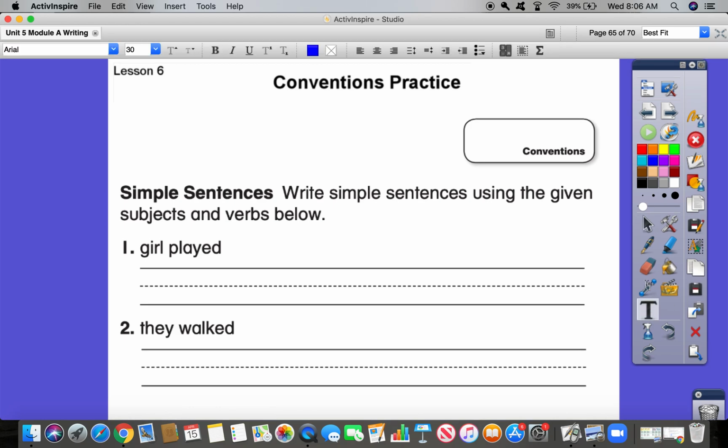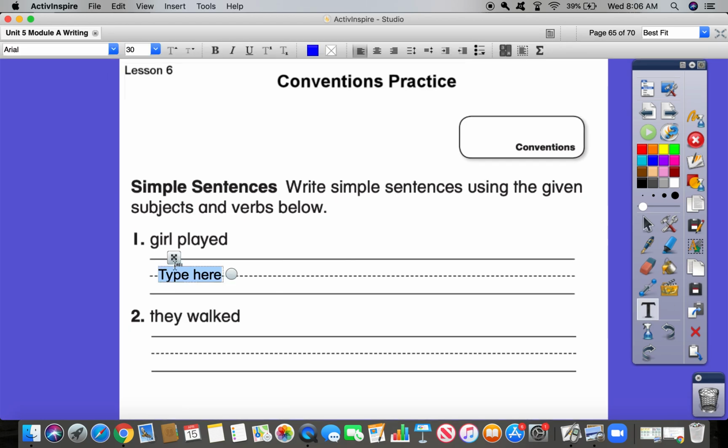So for example, I might say, the girl played outside until it was time for dinner. Okay? That would be a simple sentence. We have our subject and verb. Okay, so you're going to type a simple sentence for number 1 and number 2 in your online journal.